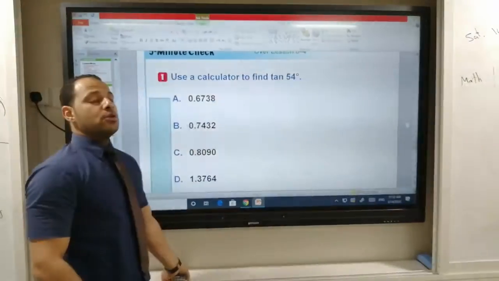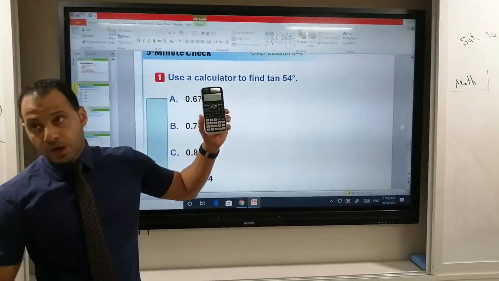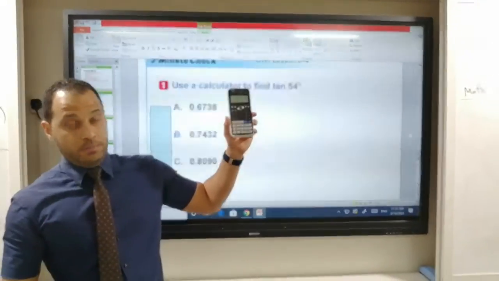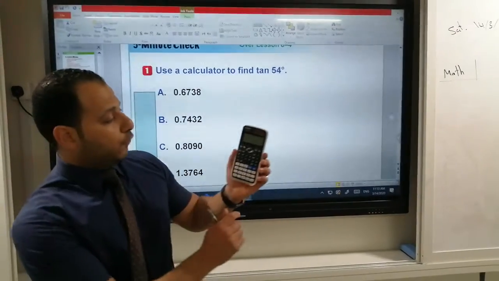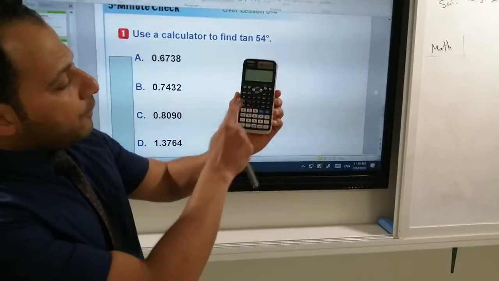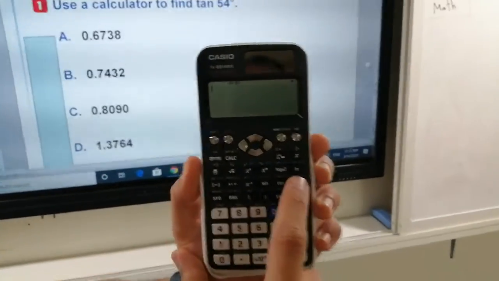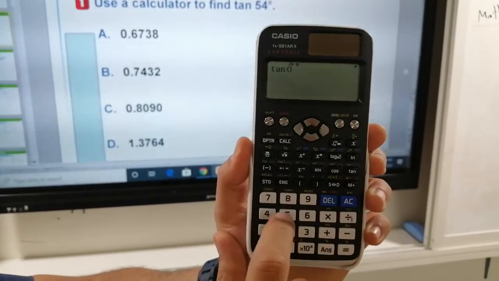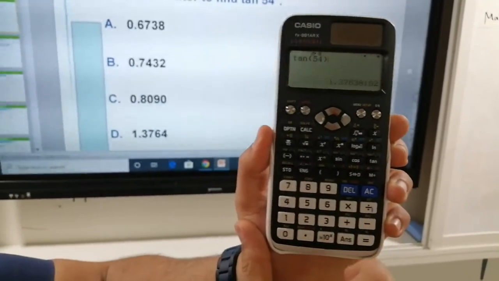Tan 54. I use my scientific calculator. This is my scientific calculator. I'm sure all of you have a calculator like this, the scientific one. If I want to find tan 54, I just open my calculator, and then you have this button which is called tan. I just press tan, and then you have to write the angle. The angle is what? 54. So I write 54, I close the bracket and then I press equal.